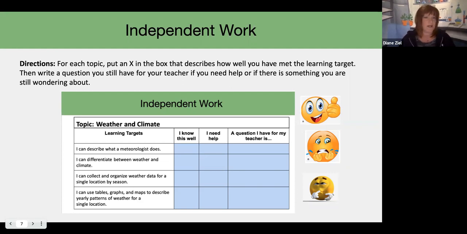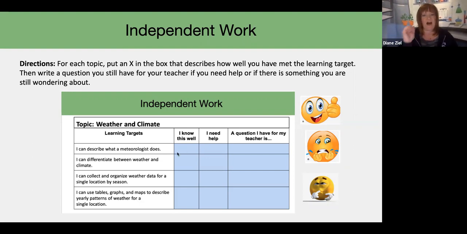Then, if you still have a question for your teacher, or if you need help or something you're wondering about, you're going to jot it in this box. So watch as I go through each one of these targets and assess my own learning. Okay, so the first one is, I can describe what a meteorologist does. Right away, I'm this guy.